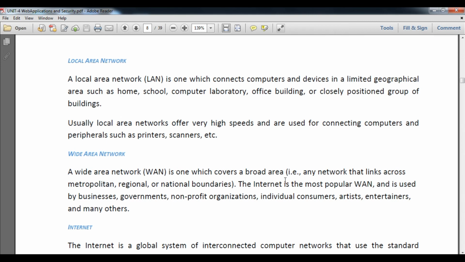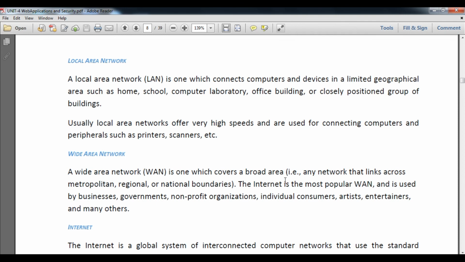A wide area network is one that covers a broad area. It means more than a local area network, more than a metropolitan area network also. For example, we can consider any network that links across metropolitan, regional, or national boundaries. The internet is the most popular example of WAN, and it is used by businesses, governments, non-profit organizations, individual customers, artists, entrepreneurs, and many others.